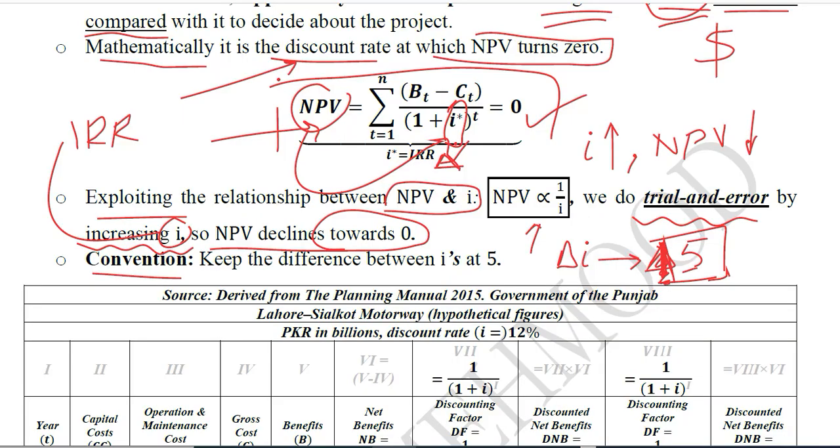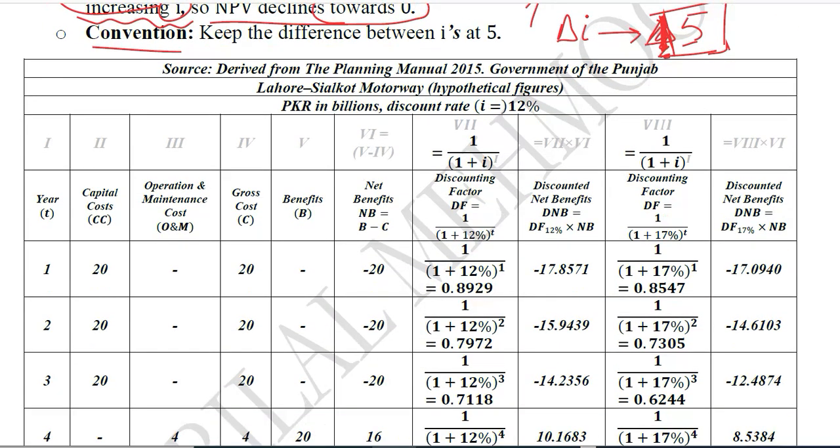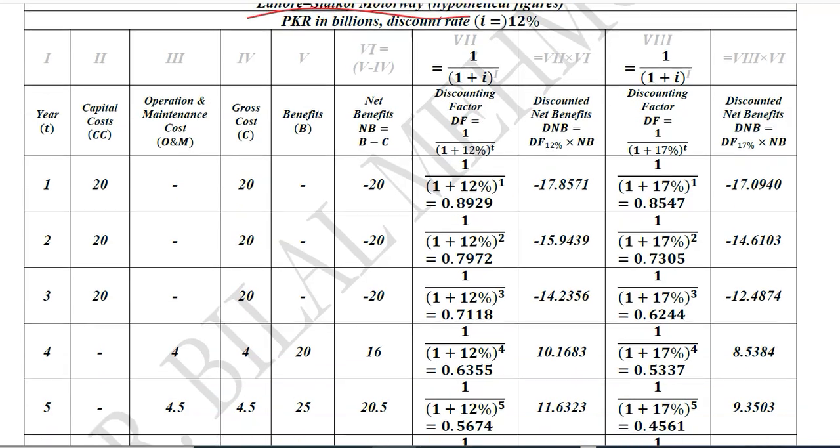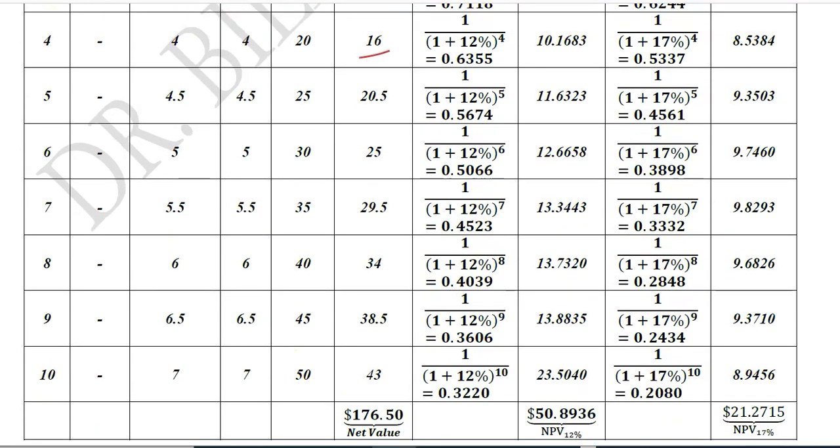Now we can see all of it in a numerical situation, where we have taken an example from the planning manual, Government of the Punjab, where Lahore Sialkot Motorway is being analyzed. We have seen this example before. We are going to use the same data. In the first column we have years, then capital cost and operation and maintenance costs, then gross costs, which is the sum of the two, and then we have the benefits, and then the net benefits are there, which are definitely the difference of the two. So we get these values. We must not forget that this stream of benefits and costs is spanning over 10 years, as we have used it before.